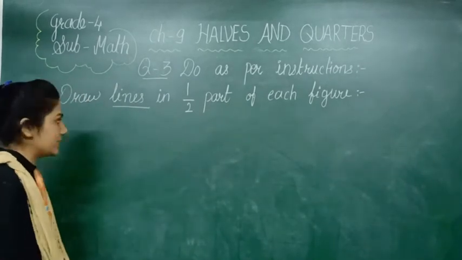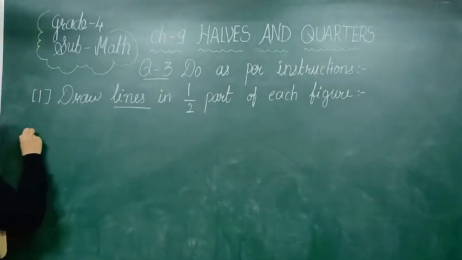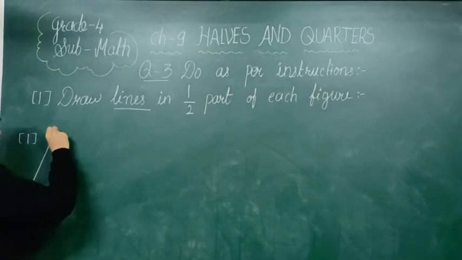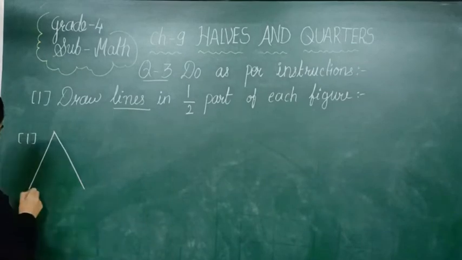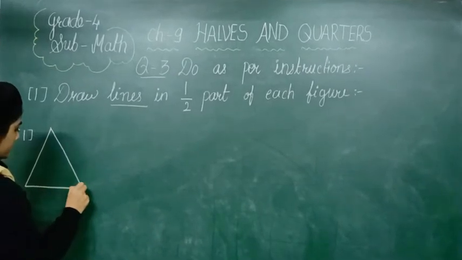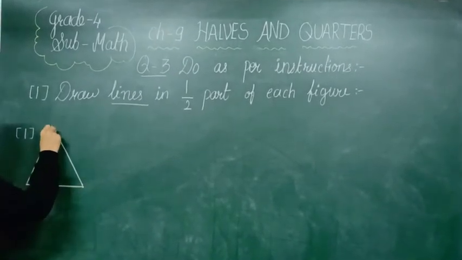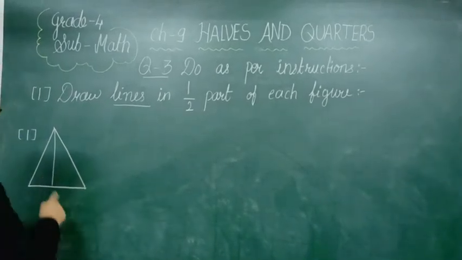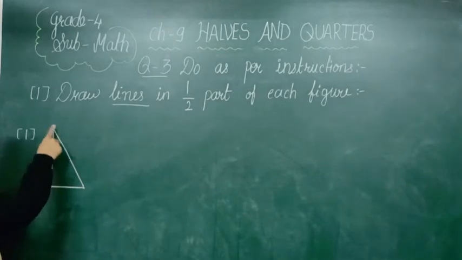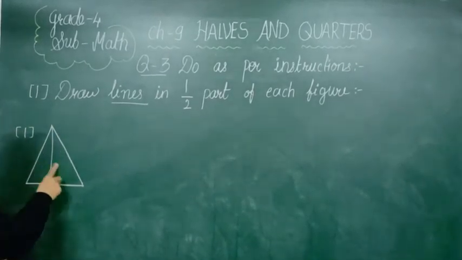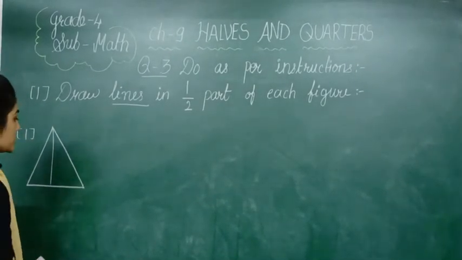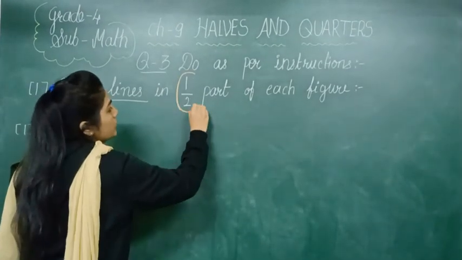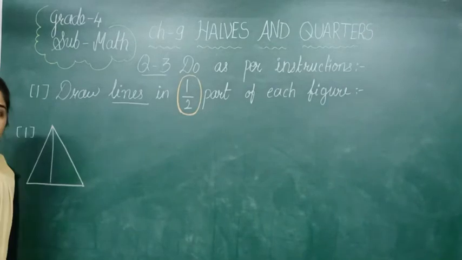So figures are given. See, first figure we are having triangle, right? And this part is already given in your workbook, means 2 halves. One whole triangle is given and 2 halves parts are given. So this is your figure. Now we have to make 1 upon 2. So how we can make it?